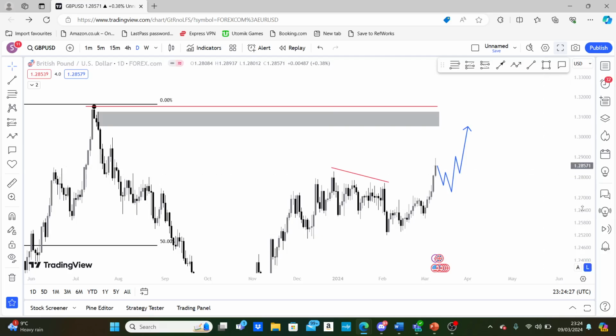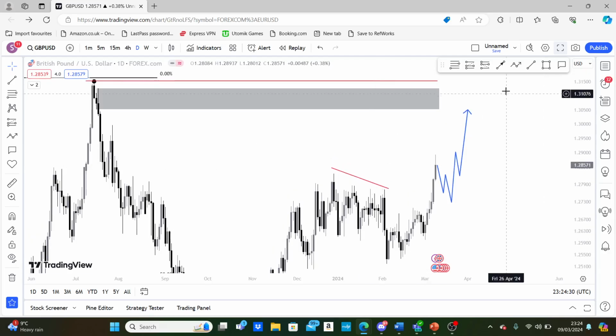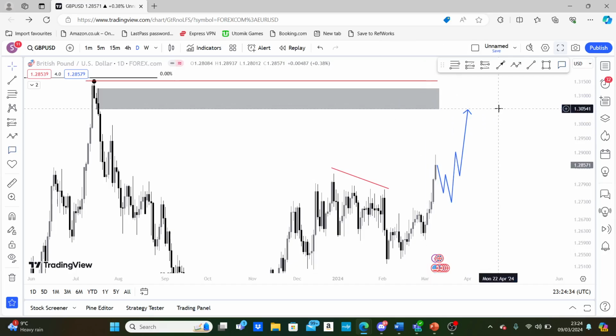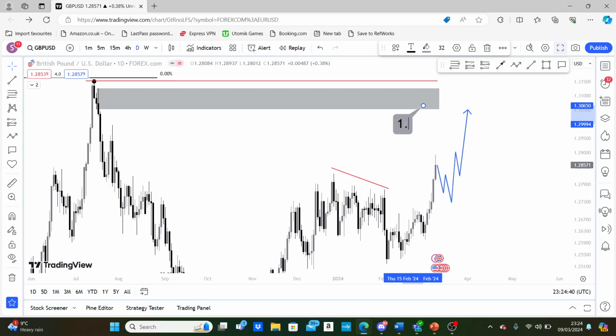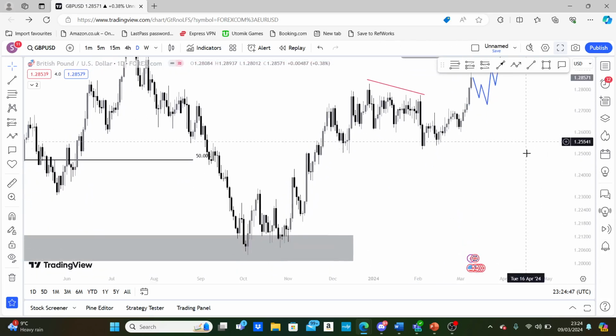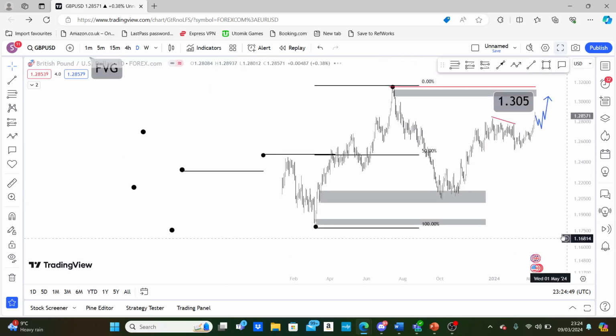this price point. So the minimum bullish target that price is expected to get up to, the absolute minimum, is here at 1.305. As a very minimum, I expect price to get up to 1.305. And the reason for that is quite simply put, our structure is bullish, right?